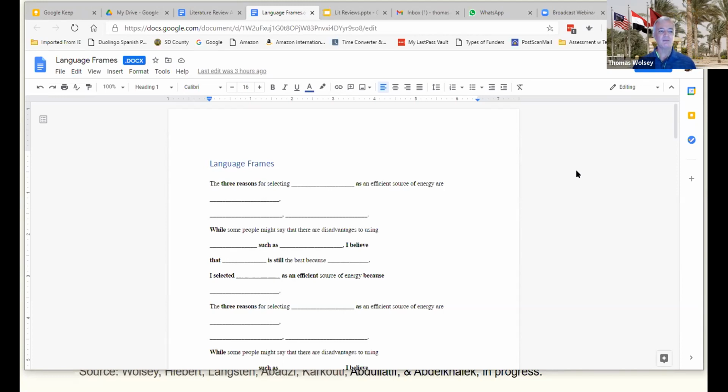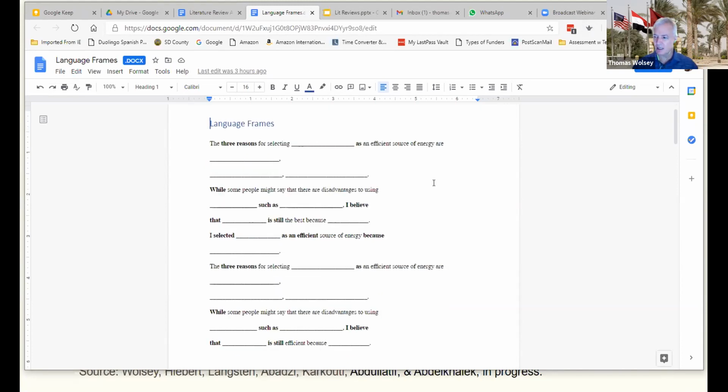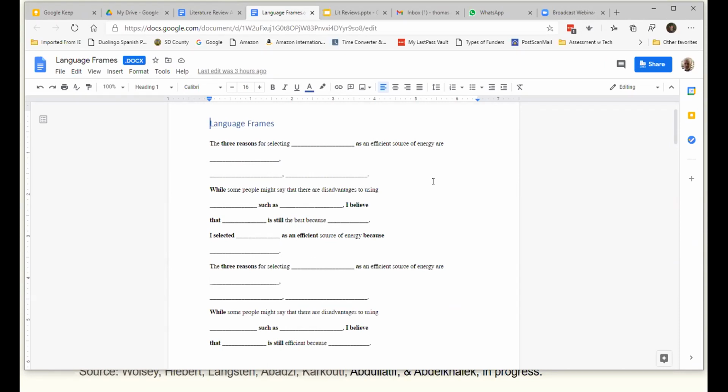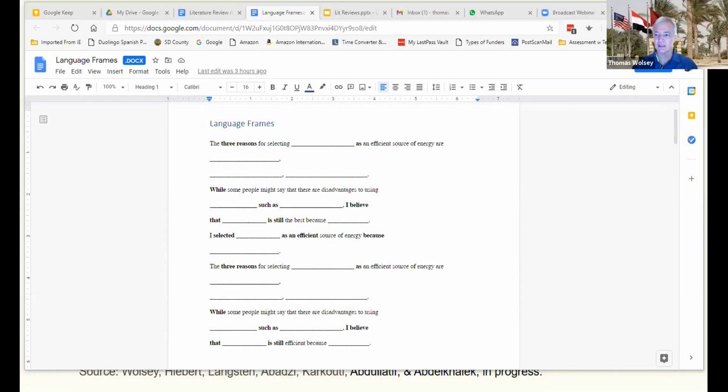So here are some language frames that can help us think about a really practical way to use argumentation in our academic writing. So can you see the language frames, or are you still looking at the PowerPoint? I'm trying to open the language frame. Okay. Let's just make sure this share.